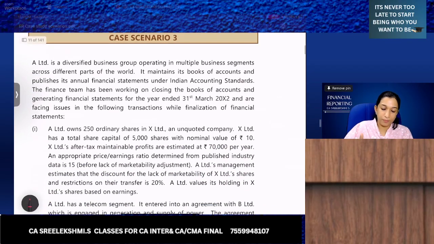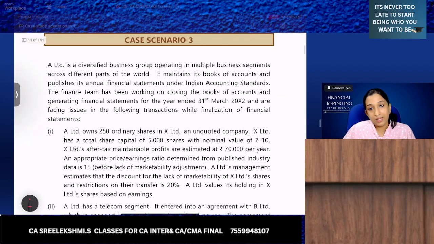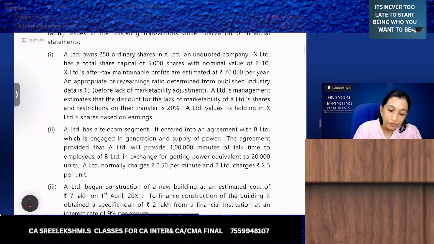Case study scenario number 3. A Limited is a diversified business group operating in multiple business segments across different parts of the world. It maintains its books of accounts and publishes its annual financial statements under Ind AS. The finance team has been working on closing the books of accounts and generating financial statements for the financial year ended 31st March 2012 and are facing issues in the following transactions. You need to focus only on the transactions given. A Limited holds 250 ordinary shares in X Limited, an unquoted company.